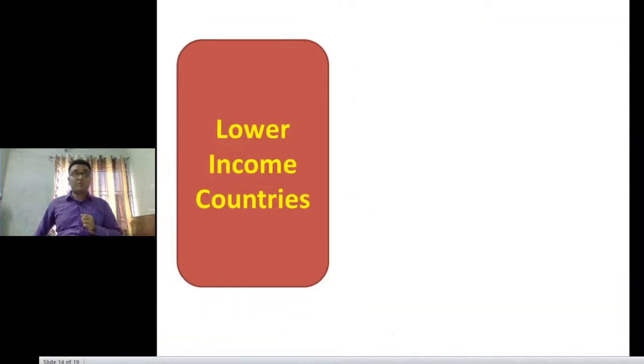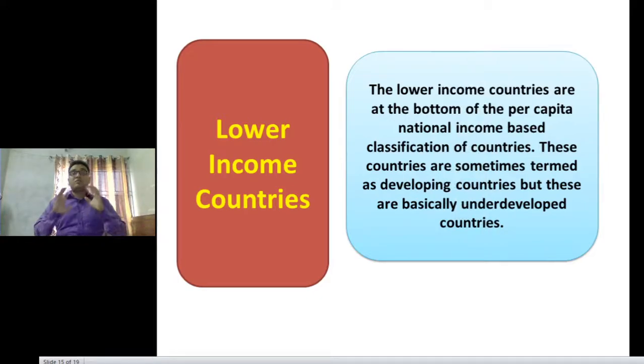So dear students, now I'm going to discuss the lower income countries. Basically, lower income countries are called the developing countries. Basically, lower income countries are such type of countries whose per capita income is less than the lower middle income countries. Okay, so this is the definition of the lower income countries. The lower income countries are at the bottom of the per capita national income based classification of countries. These countries are sometimes termed as developing countries, but these are basically underdeveloped countries. Okay. So dear students, that's all about the lower income countries.